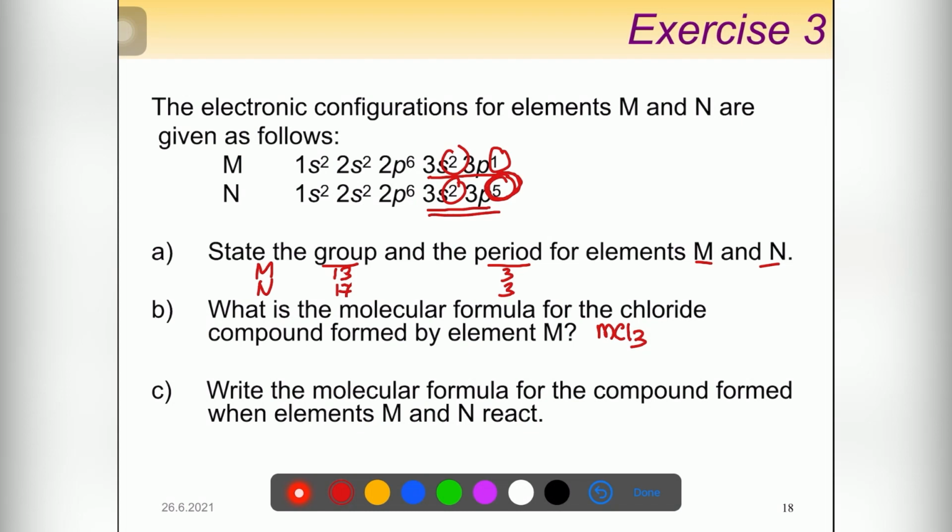Okay, that means N will accept 1 electron and become N-. So this one is M3+, this one is N-. So the molecular formula for the compound between M and N is MN3.